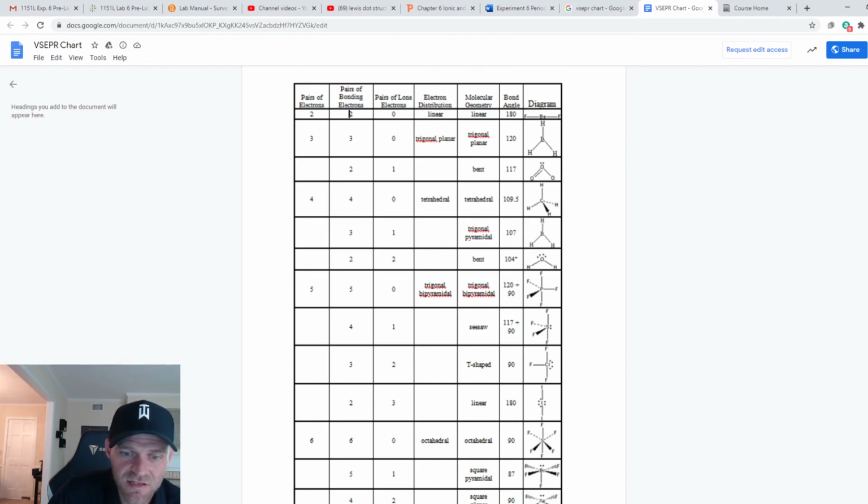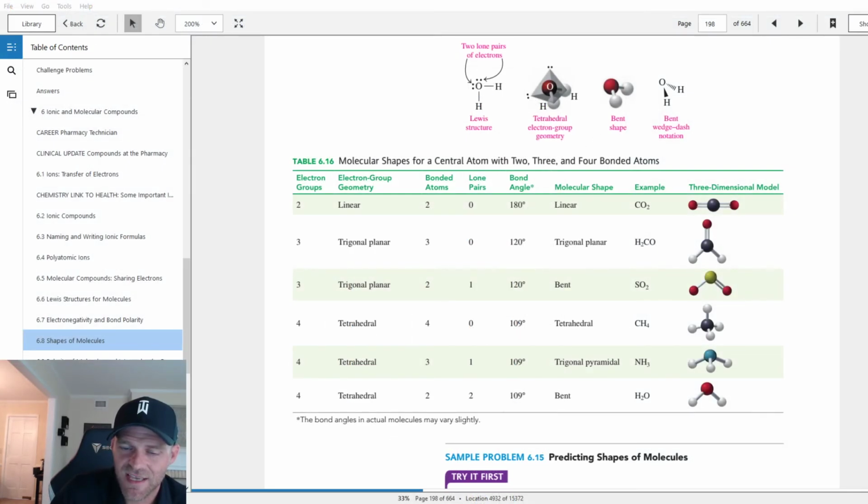This is not a good example. I don't like this chart. Let me see what the text one looks like. Text, shapes. Okay, I like this one. I like the way this one's ordered better. Let me pull y'all over to this one. Alright, so this is the one from the text. It doesn't have all of them though. I wonder if your lab manual has one.